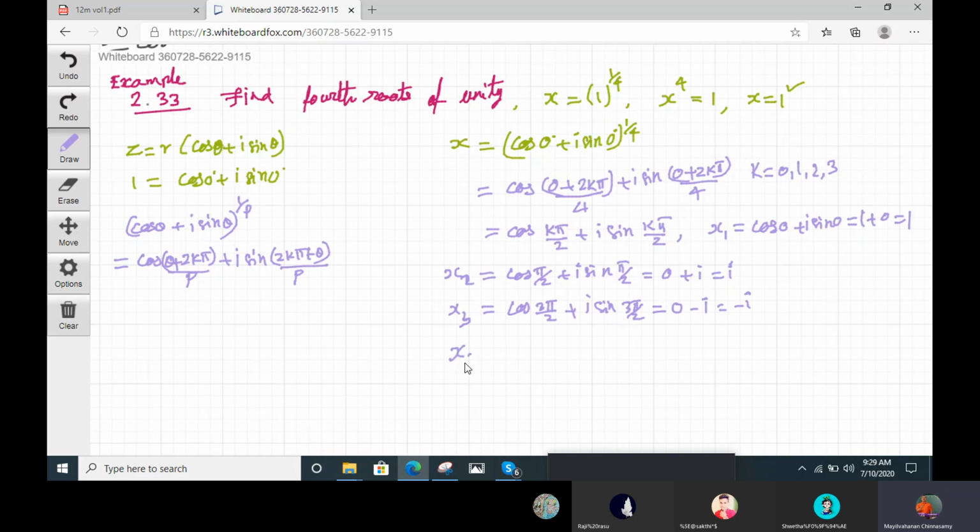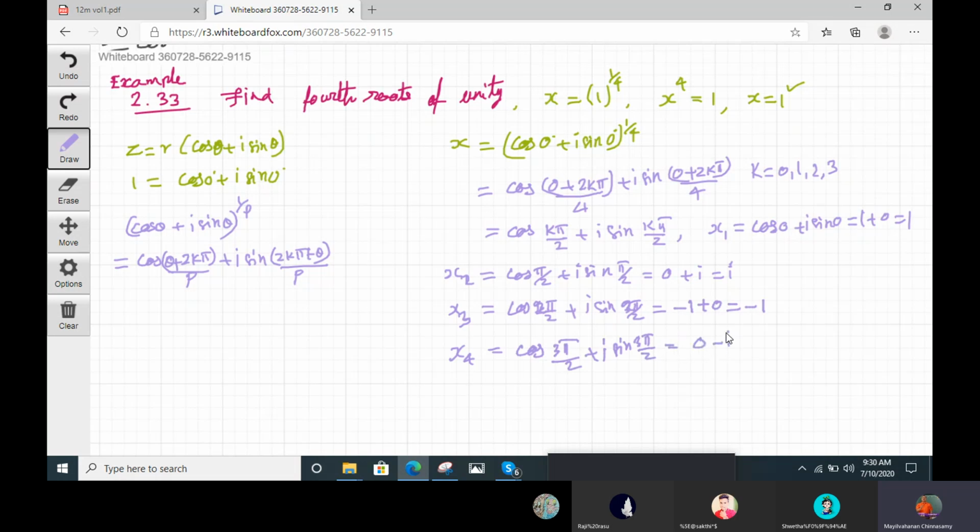Next you take x4, then you put 3. Oh, I missed one here. First you have to put 2 for x3. When you put 2 here, 2 pi by 2, the 2s cancel, giving cos pi plus i sin pi. Cos pi is minus 1, sin pi is 0. So it is minus 1. When you take cos 3 pi by 2 plus i sin 3 pi by 2 for 270 degree, here it is 0 minus i.